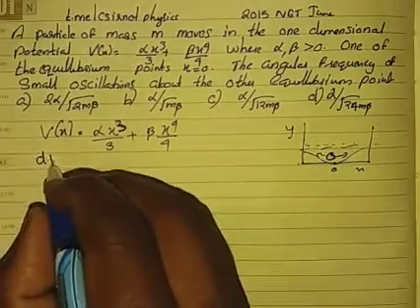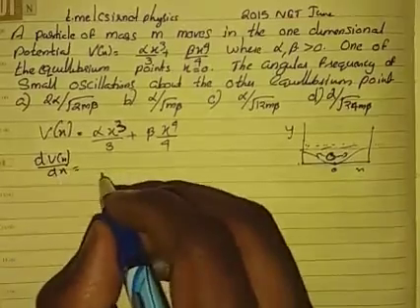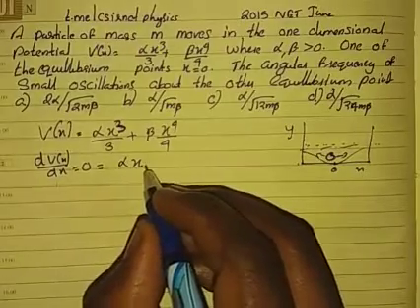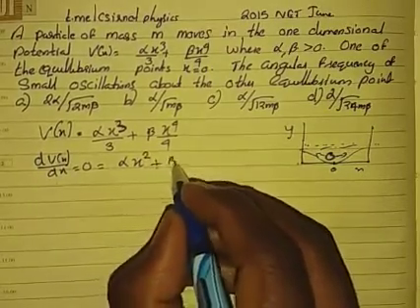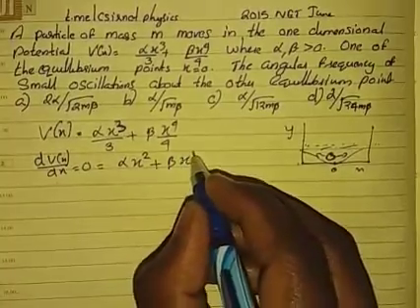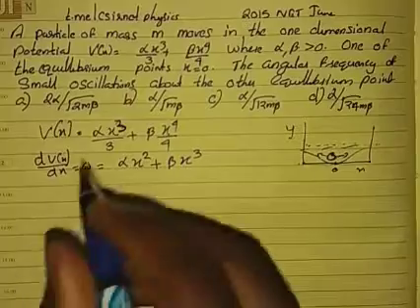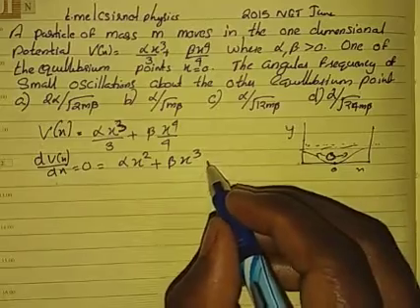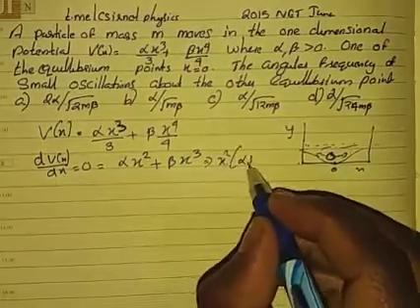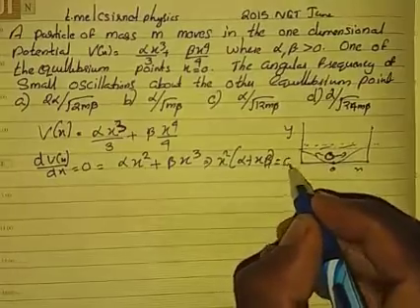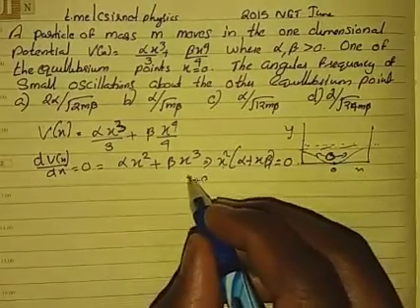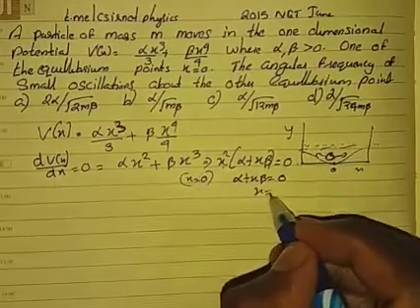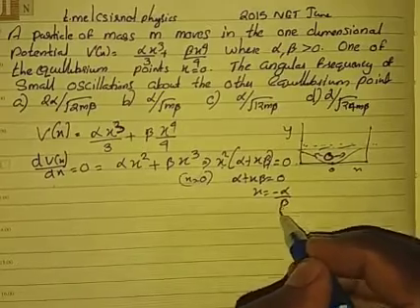So dV of x by dx would be 0, which is equal to alpha x square plus beta x raised to cube. That's the derivative, and the 3 and 3 and 4 and 4 cancel. Now this is equal to 0, so you can take x square outside and you get x square times alpha plus x beta equal to 0. This means x square is equal to 0, so x equal to 0, which we already know. The second condition is alpha plus x beta equal to 0, which means x equal to minus alpha by beta, which is the second equilibrium point.